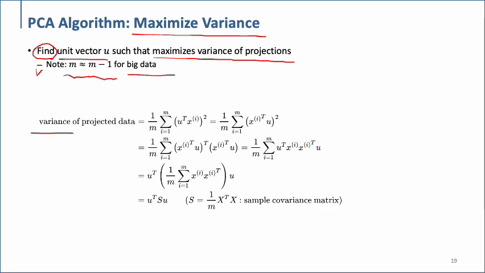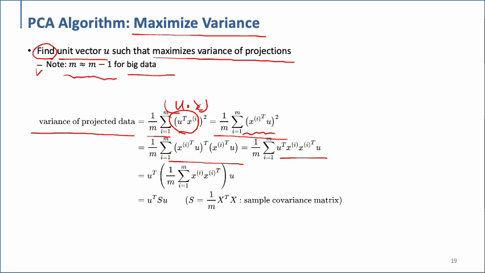So the variance of projected data, we need to calculate the variance of the projected data. And here, as you can see, this one is nothing but the inner product between u and the x vector. And because this is an inner product, it can be commuted like this. And by rewriting these equations, this is nothing but u transpose x, x transpose u.